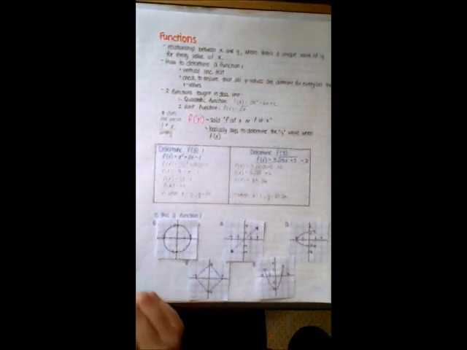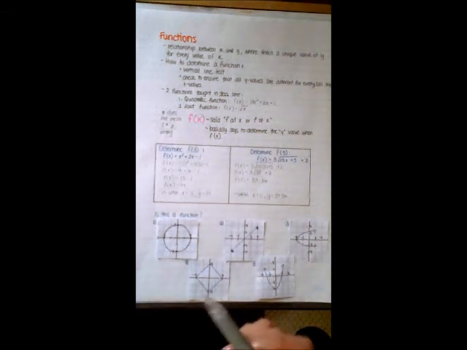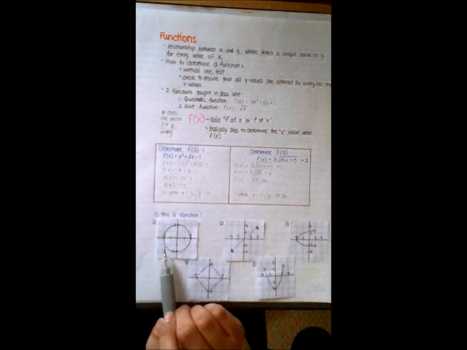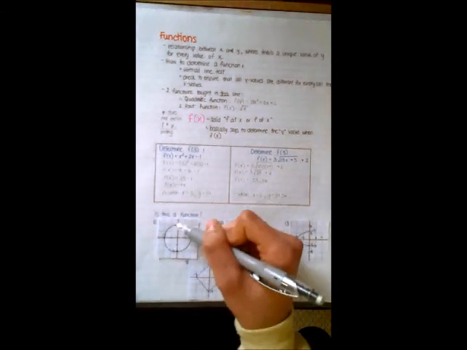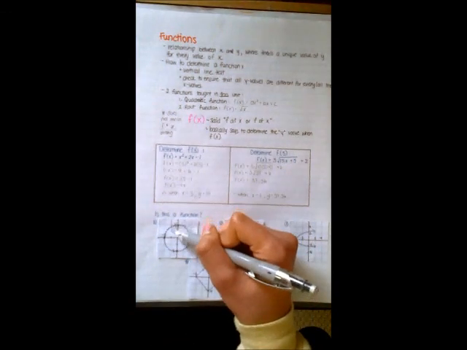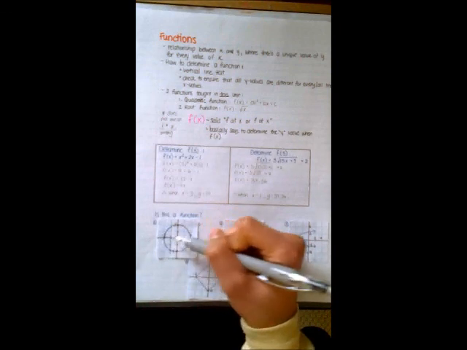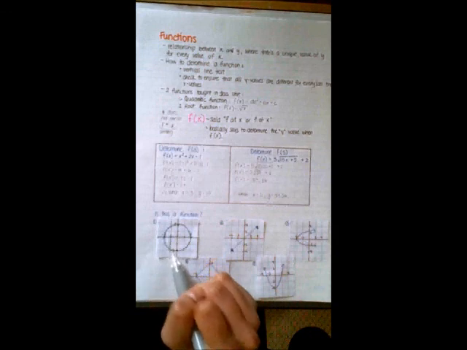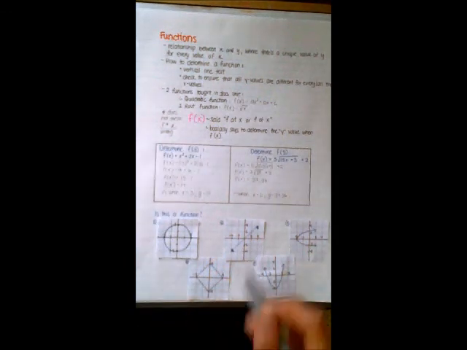Now we're going to continue on by going through these examples and determining whether or not these are functions. So the first one over here, we have a circle, and this is not a function because at a given x value, there are two possible y values. So over here, if we look at, say, negative 1, there are two possible y values for negative 1, which is why this is not a function.